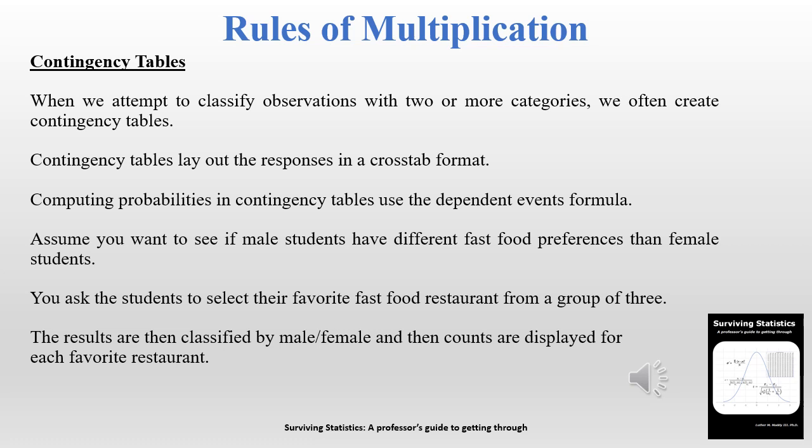So let's get an example here, and hopefully this will make sense. Assume that you want to see if male students prefer different fast food locations than female students. So you ask the students to select their favorite fast food restaurants, but you've given them a set list of three. And so we're going to classify those results by male and female, and then how many selected each of the three choices of favorite fast food restaurants. And we'll see that in the next slide with a contingency table.